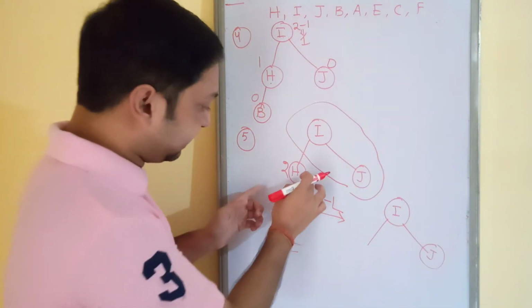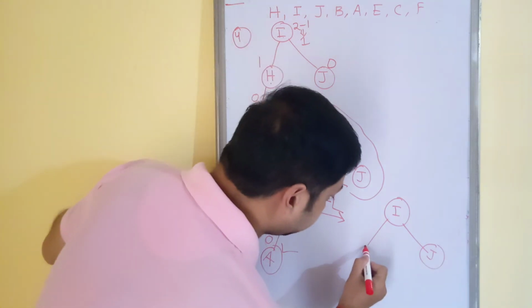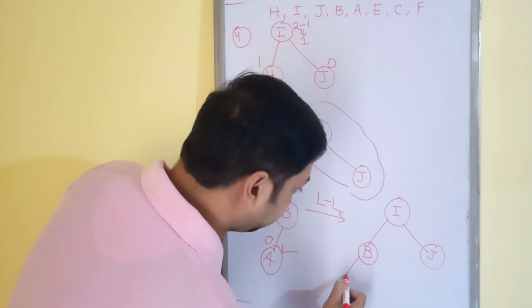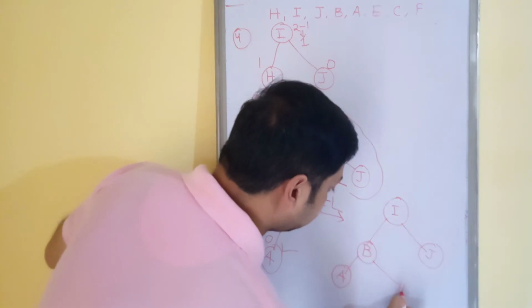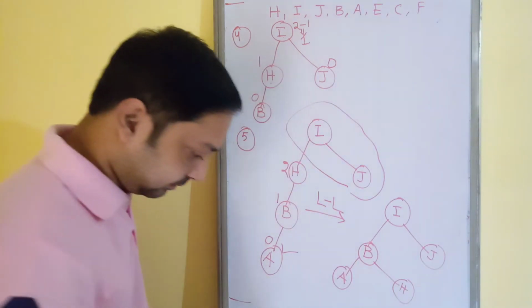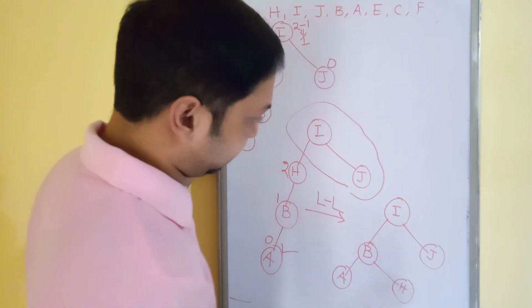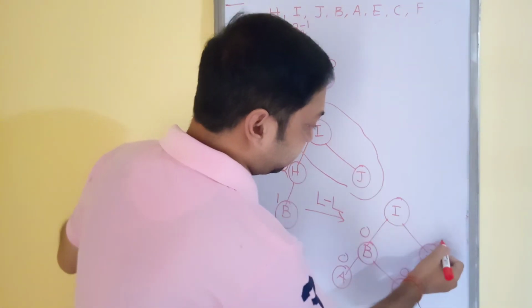The larger one is H, the smaller one is A. So in between that B is there. So B should be the root node. The smaller one will be put on the left hand side. The larger one will be put on the right hand side. Just see. That is I, J, B, A, H. Right. Calculate. This is 0, this is 0, this is 0, this is 0.